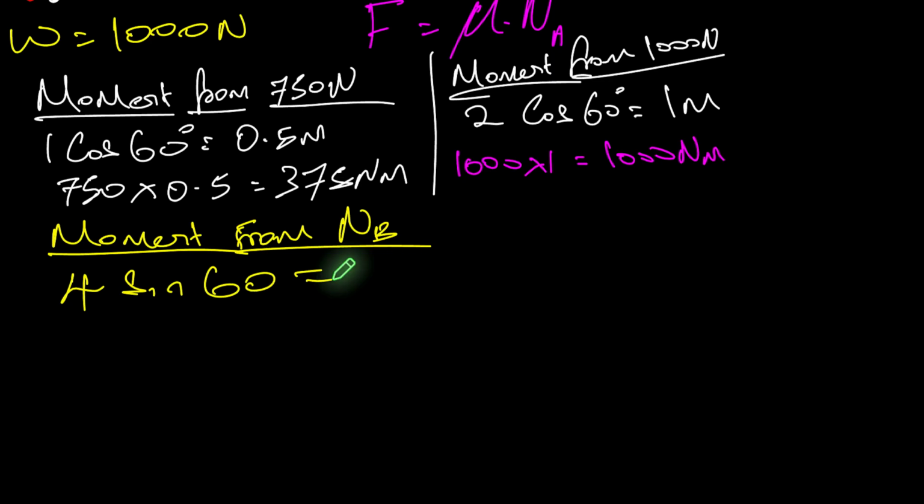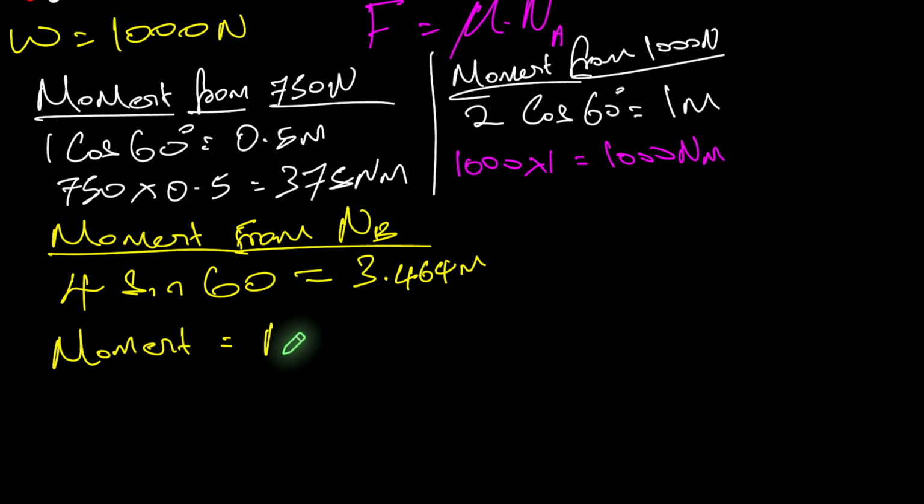And this gives us, I'll just write it to 3 decimal places, 3.464. So the moment now for this is just going to be our NB multiplied by 3.464. NB at this point is an unknown force, but just for now.